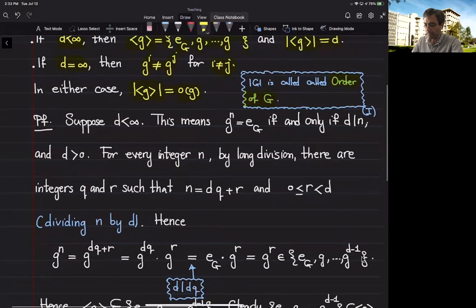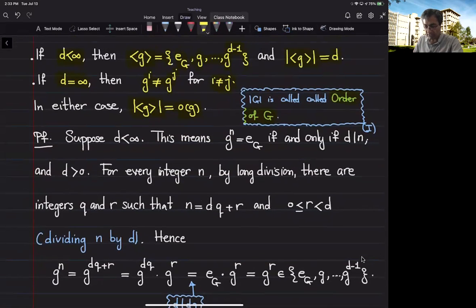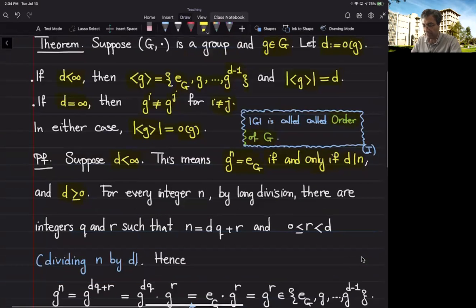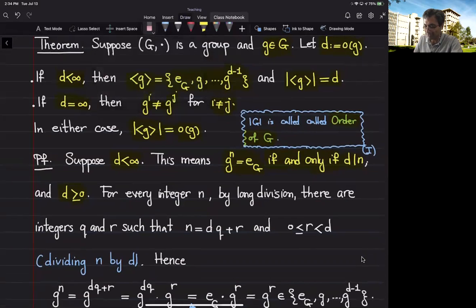Let's start with the finite case. Because of the definition of order, and d is finite, we deduce that g to the n is the neutral element precisely when n is a multiple of d, the order of this element. And remember, d is also positive. Non-negative, I should have said actually. Now, what do I want to do? I want to say that then the cyclic group is actually this one. Remember, the order is always positive. So sorry for that, order is positive.